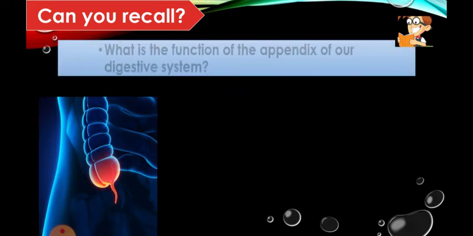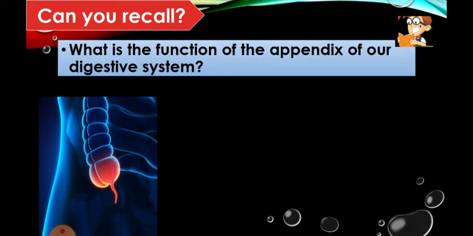If you have learnt in the lower classes, you might know that just below the large intestine there is a small organ called the appendix. Can you see this appendix here? Yes, this is called the appendix. Now let's try to answer one question. What is the function of the appendix of our digestive system?